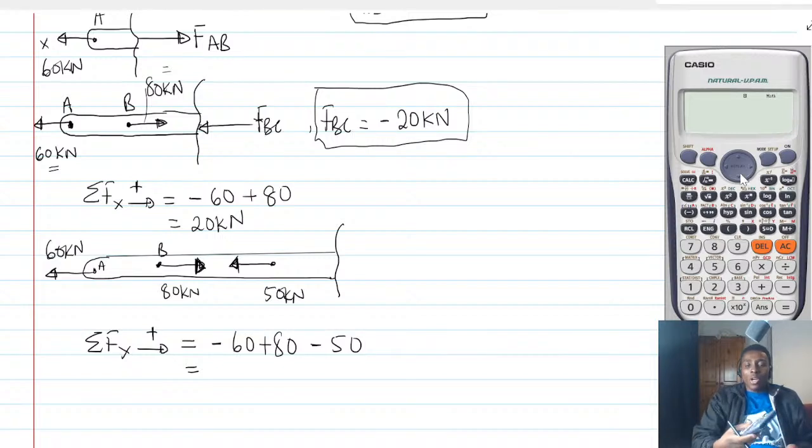So let's pick our calculators. Minus 60 plus 80 minus 50. So that's minus 30. Wow. So if you sum all the forces, you are getting minus 30, right?